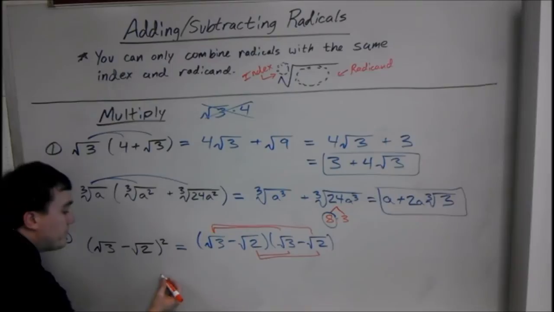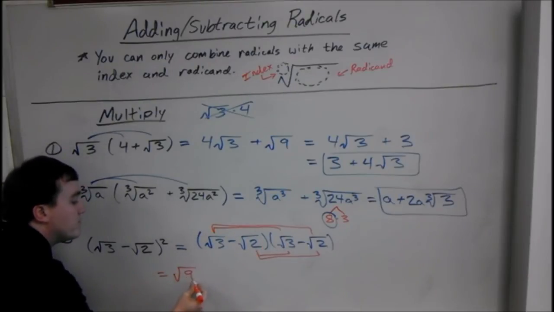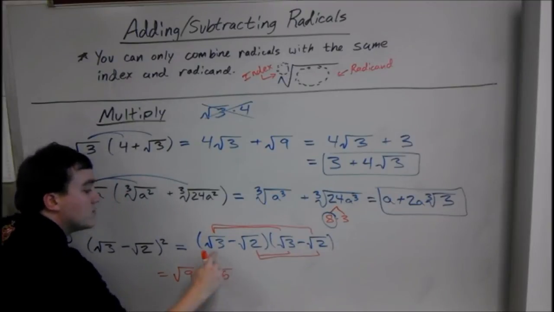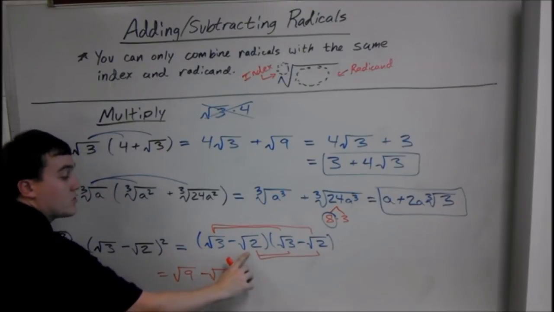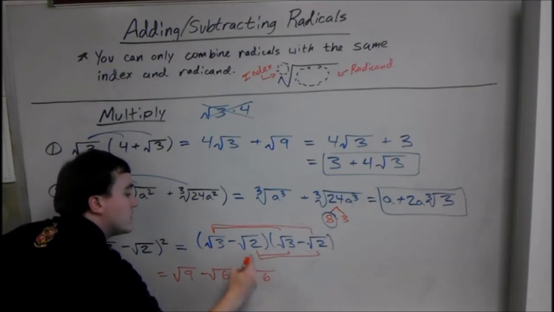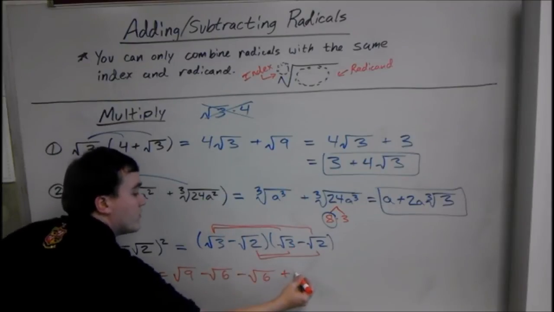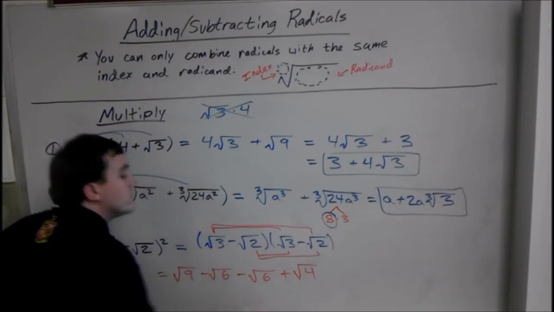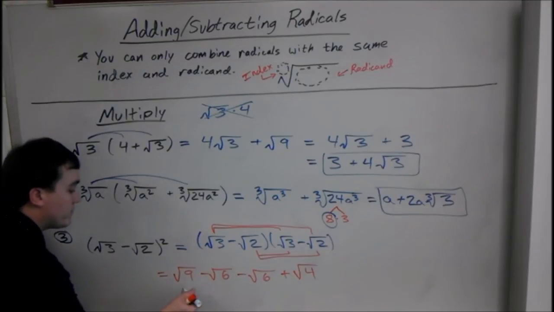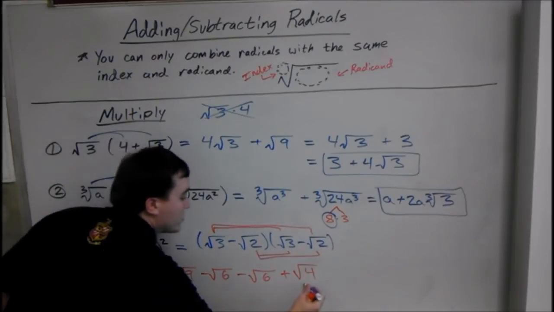So here we get square root of 3 times square root of 3 is square root of 9. Square root of 3 times negative square root of 2 is negative square root of 6. Positive times a negative. Negative square root of 2 times square root of 3 is negative square root of 6 again. And then square root of 2 times square root of 2 is, 2 negatives make a positive, square root of 4. We know square root of 9 is just 3, and square root of 4 is just 2.